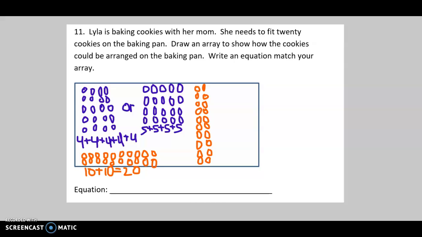Alright, let's look at the next problem. Lila is baking cookies with her mom. She needs to fit 20 cookies on the baking pan. Draw an array to show how the cookies could be arranged on the baking pan. Write an equation to match your array.